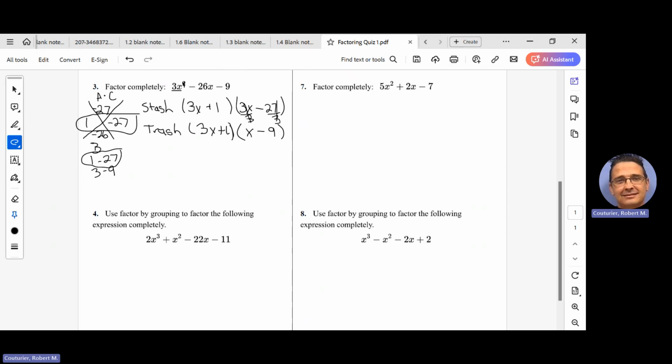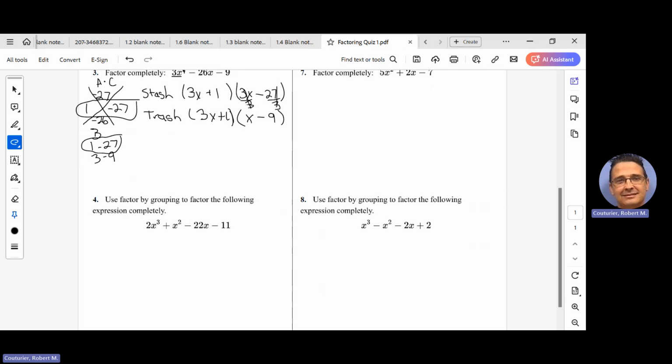Okay, the next thing we have is our grouping. So right here, when we have factor by grouping, what should we do here? How do we even know we should use grouping? Notice there are 4 terms. That's an indication that you're ready to factor by grouping. So we bring them into 2 separate groups. There's one group, and here's another group.